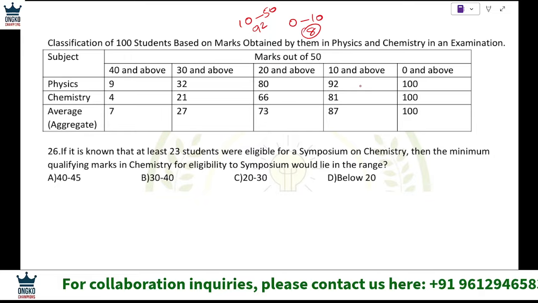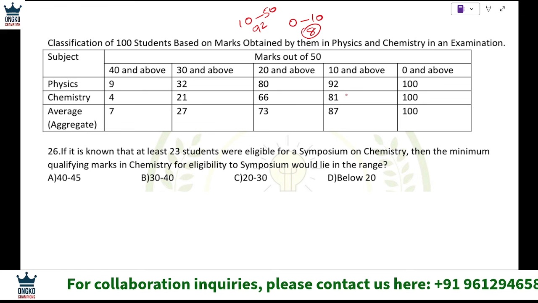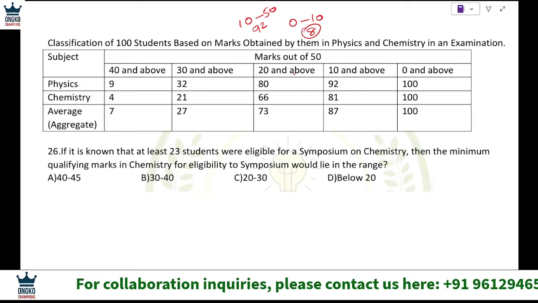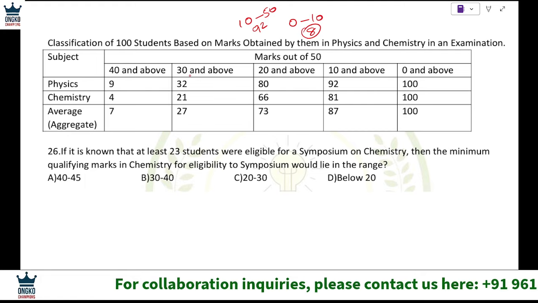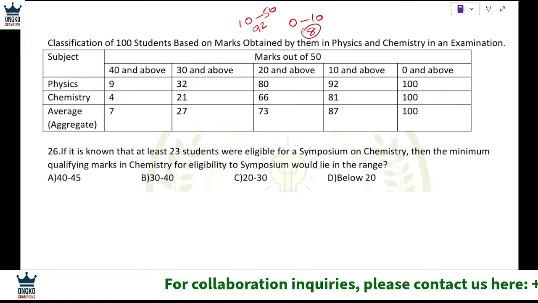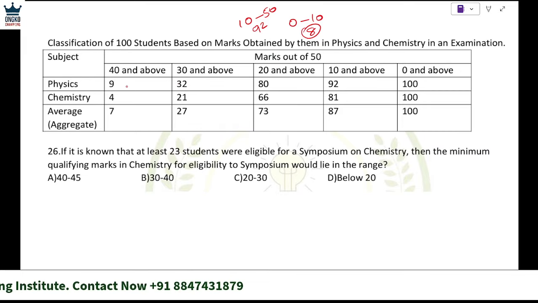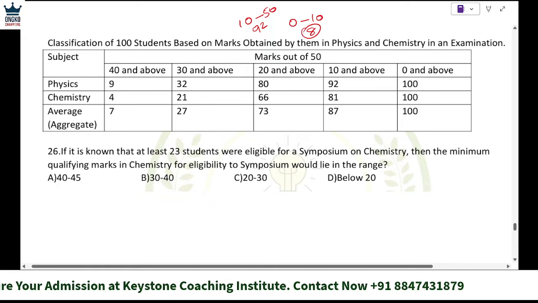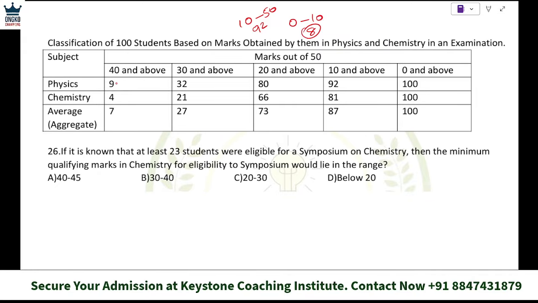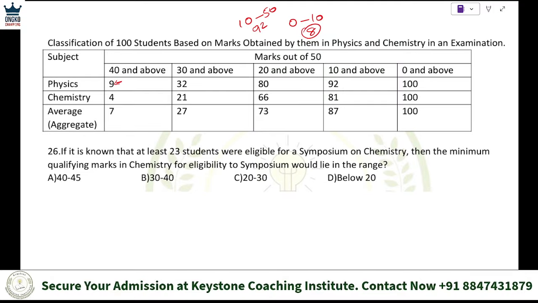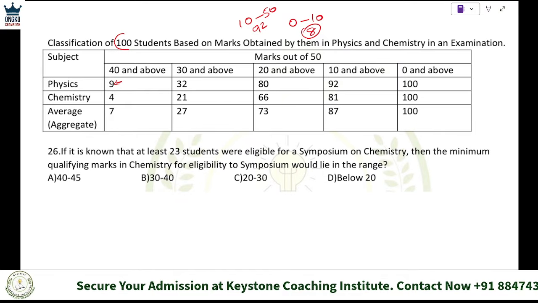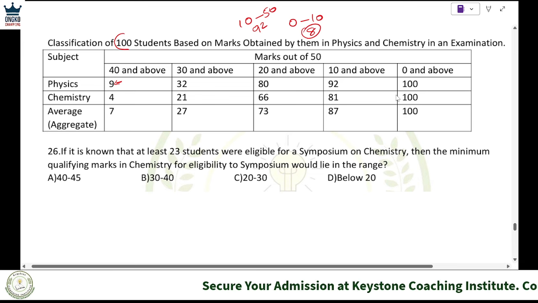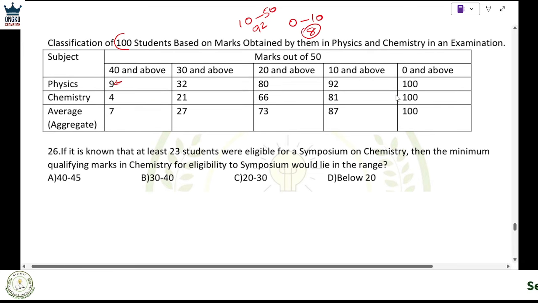10 and above means what? 10 and above, 92 are there. 20 and above means 20 to 50. Majority, 80 are there. 30 and above means what? 30 to 50. Majority, 32 are there. 40 and above, 9 are there. This is the table. Alright. So this represents what, students, right? 9 students, 32 students, 80 students, 92 students, 100 students, and it's clearly mentioned that there are 100 students. One physics or chemistry. Okay, from the table.